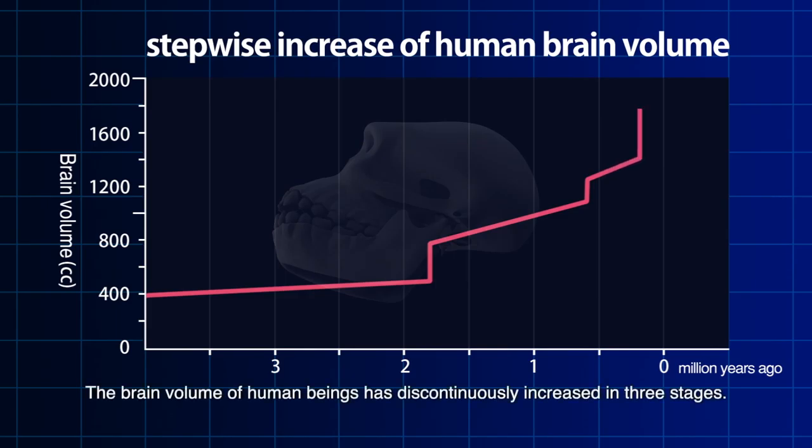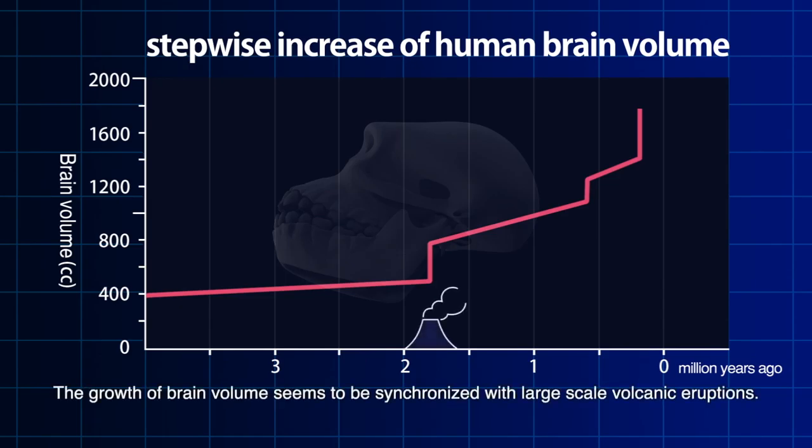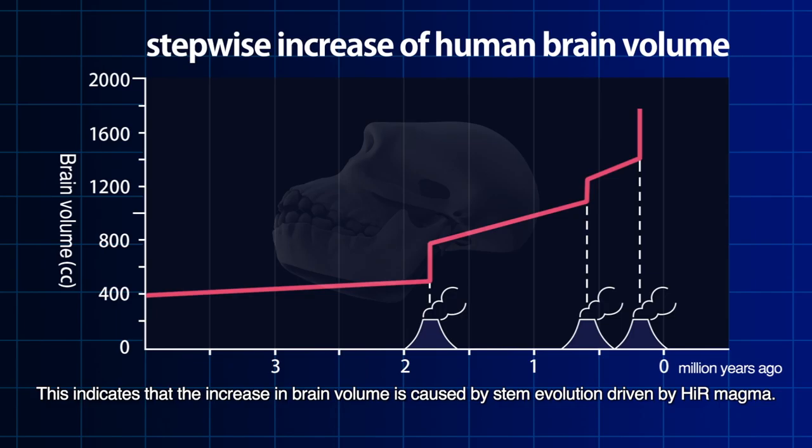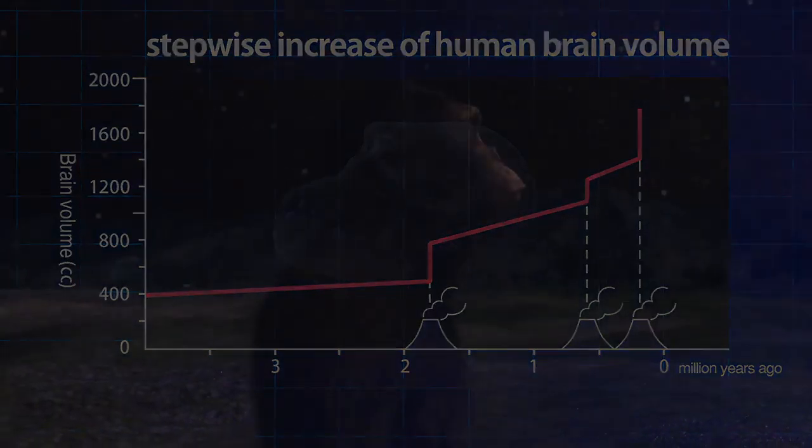The brain volume of human beings has discontinuously increased in three stages. The growth of brain volume seems to be synchronized with large-scale volcanic eruptions. This indicates that the increase in brain volume is caused by stem evolution, driven by high R magma.